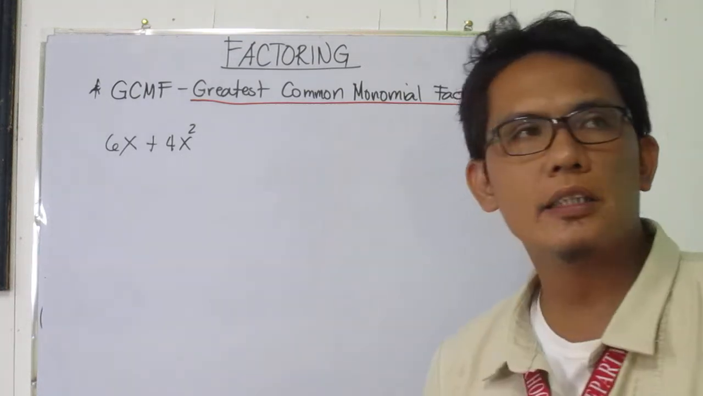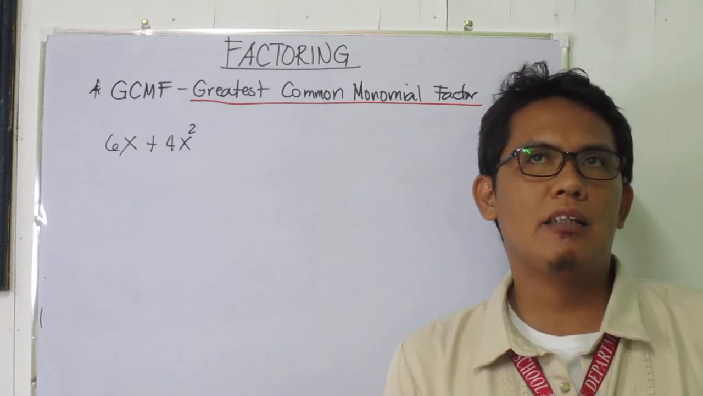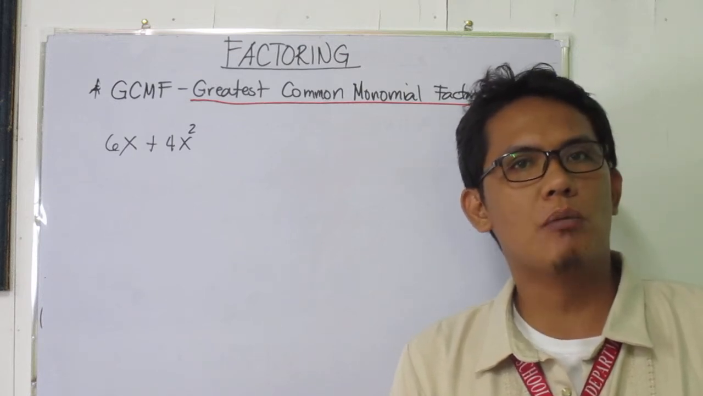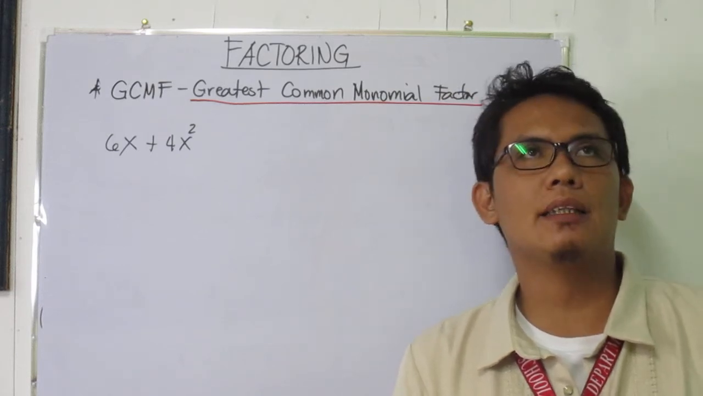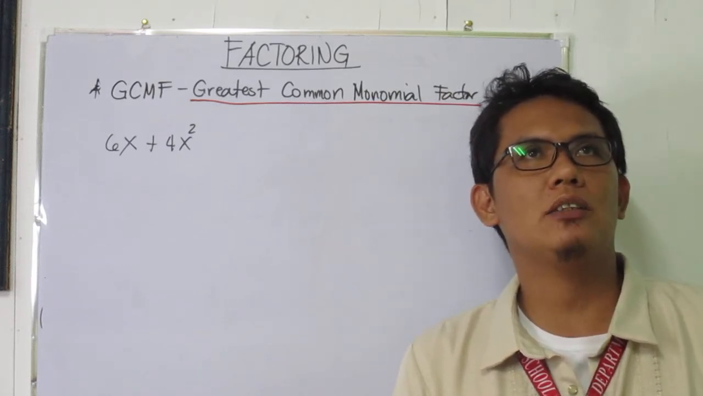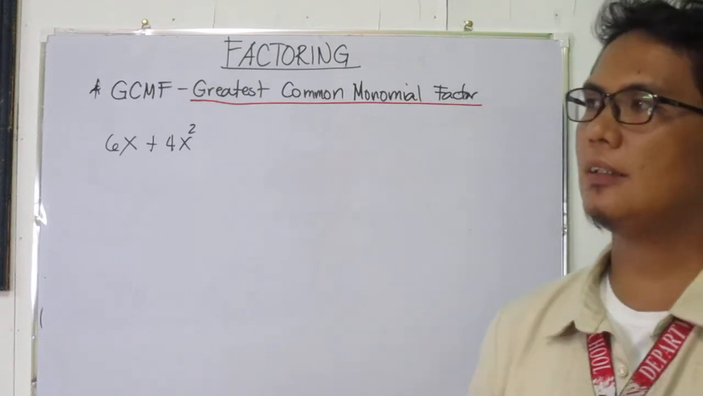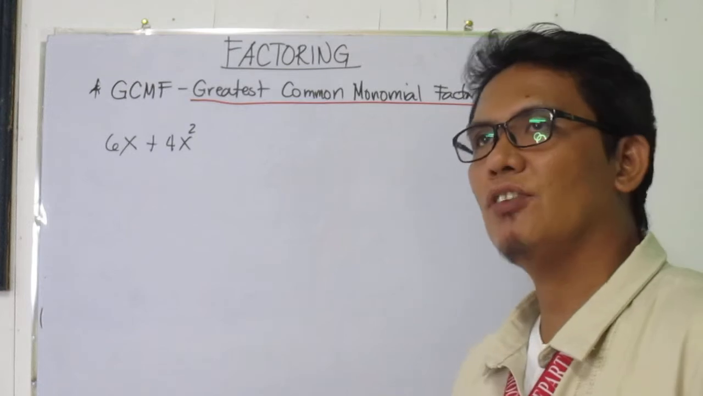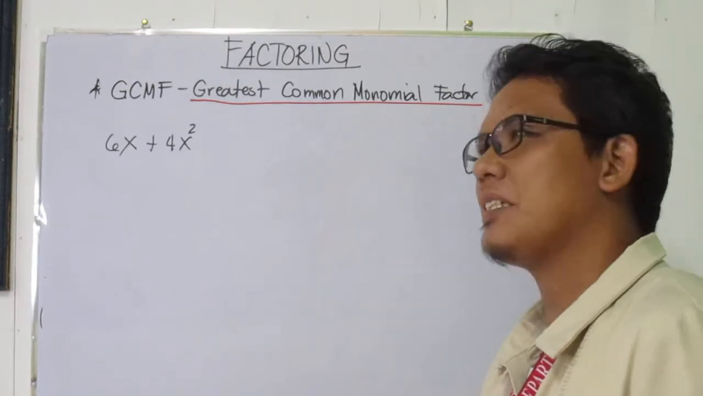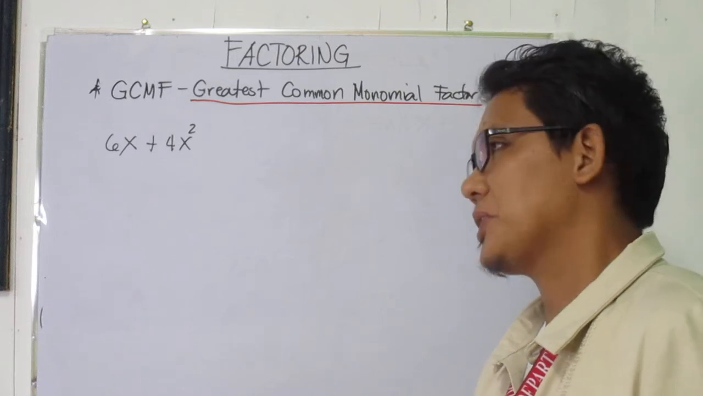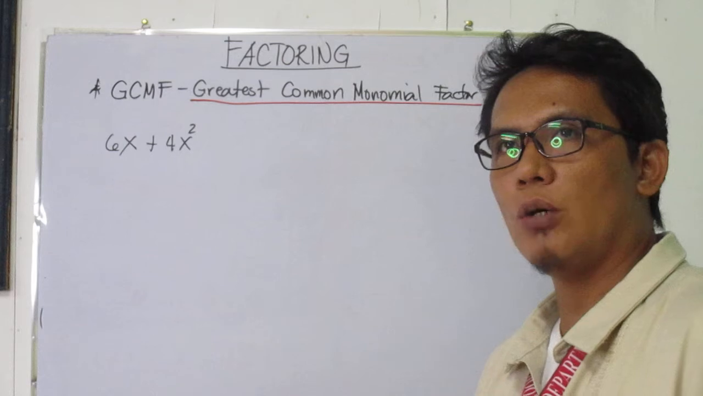When we talk about the greatest common factor, that is a number that can divide both of those numbers without a remainder. So you're going to think of a number that can divide both 6 and 4. Can 6 divide 6? Yes. But how about 4? No. So therefore, 6 is not the greatest common factor.